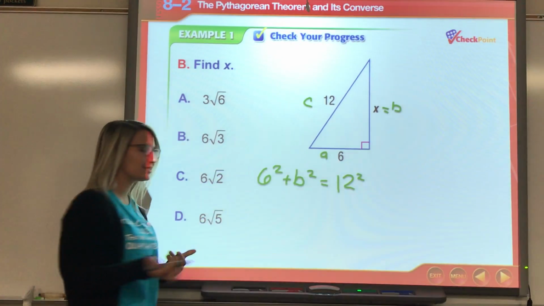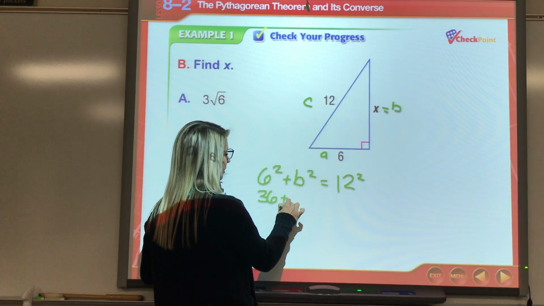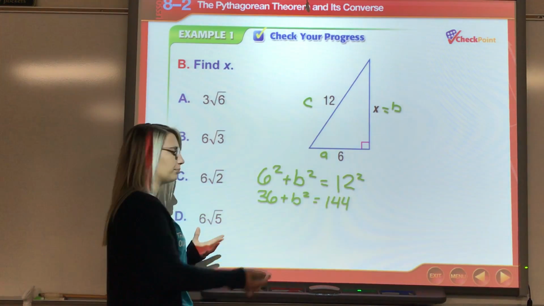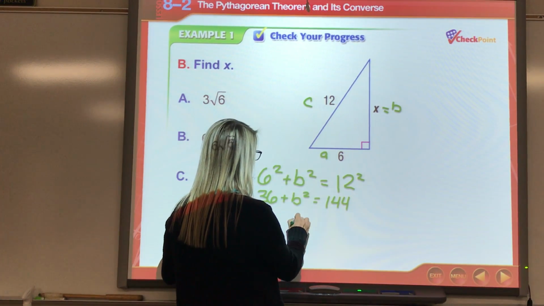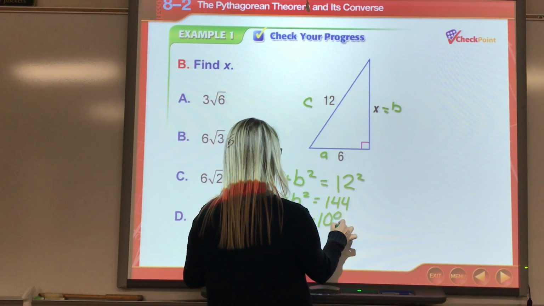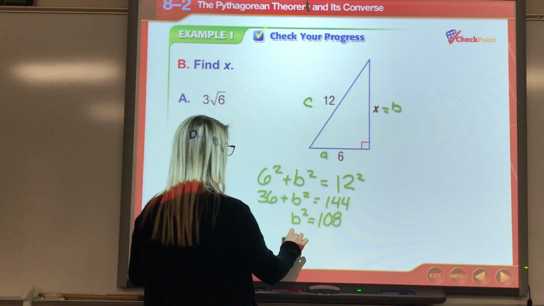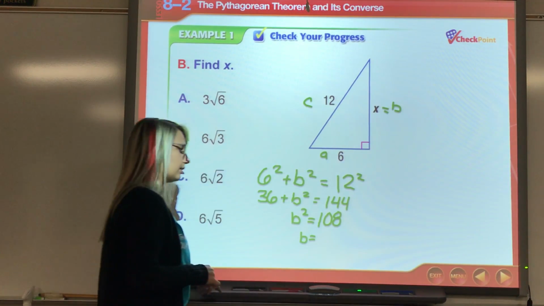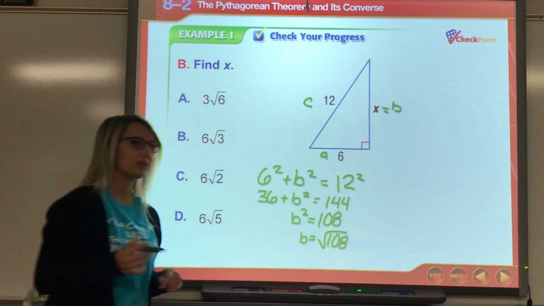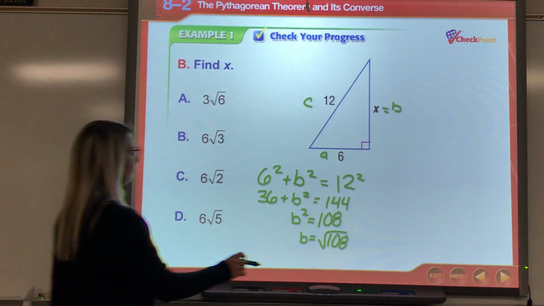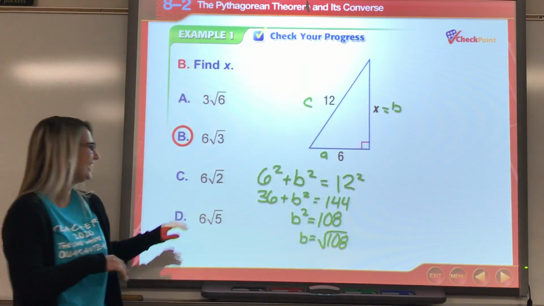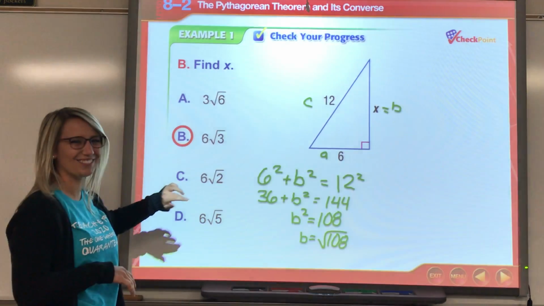Okay, now when we solve these out, we get 36 plus b squared equals 144. We're solving for that b, so we have to subtract the 36 over, so I get b squared equals 108. And we take the square root of that. It's going to give us root of 108. But those can be simplified. So when we simplify that, I can't do that in my head right now, we should get b equals 6 square roots of 3.